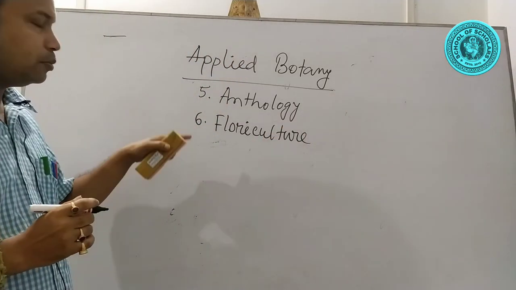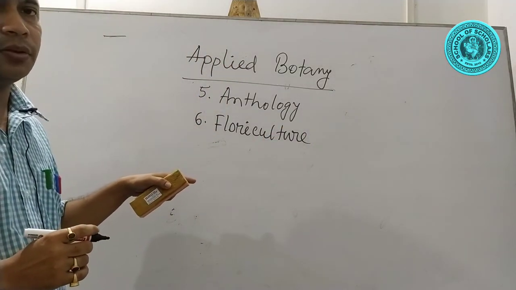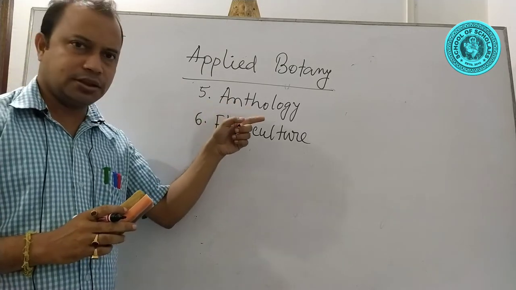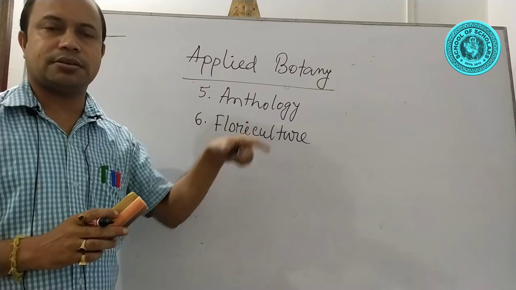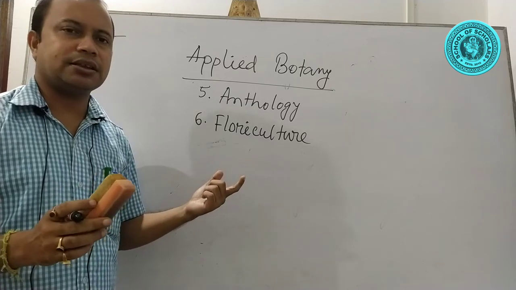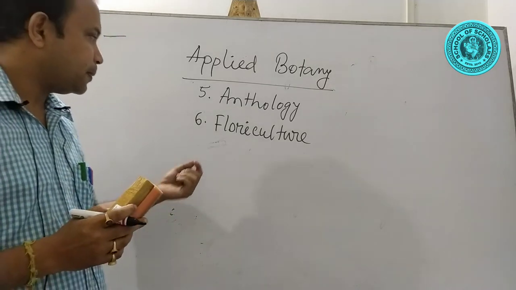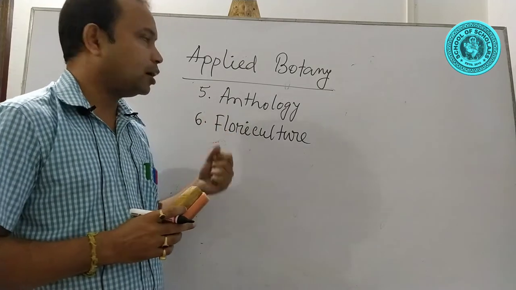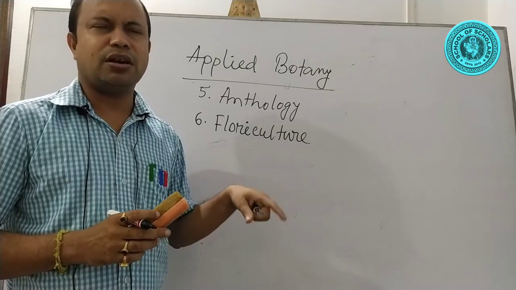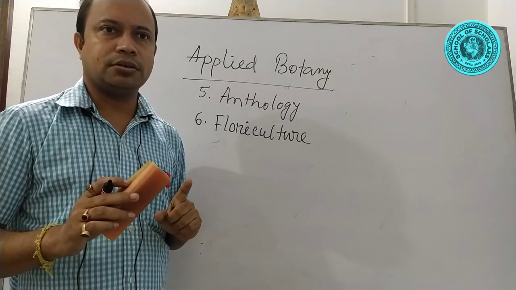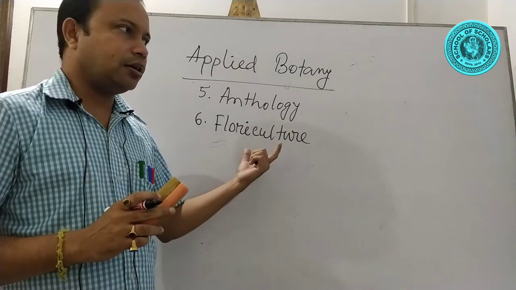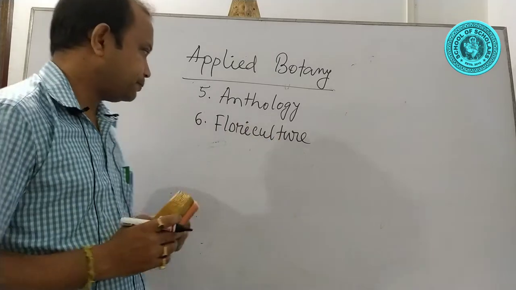floriculture. Floriculture is also a branch which is related to flowers, but there is a difference. Anthology means the study of all kinds of flowers, their types, their characteristics, etc. And floriculture is a branch of applied botany which specially deals with the study of ornamental flowers. Ornamental flower means decorative flowers, flowers which generally you observe in gardens or utilize in gardening.